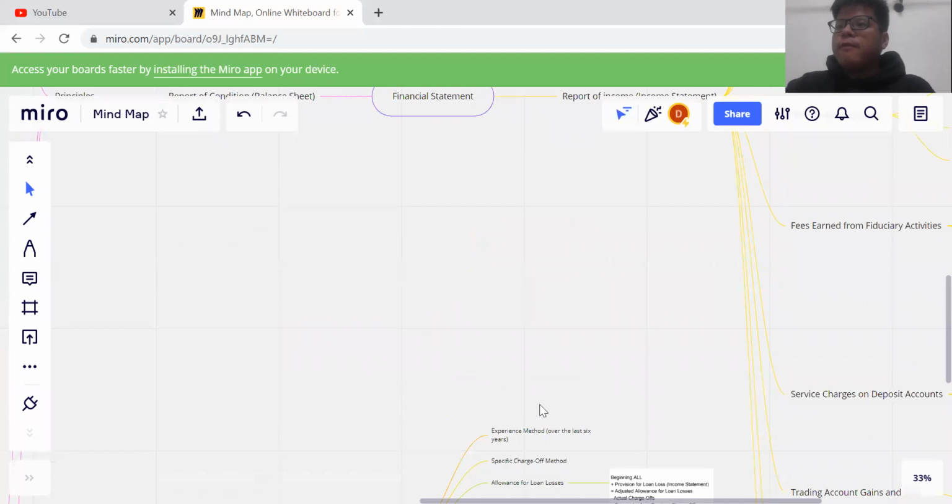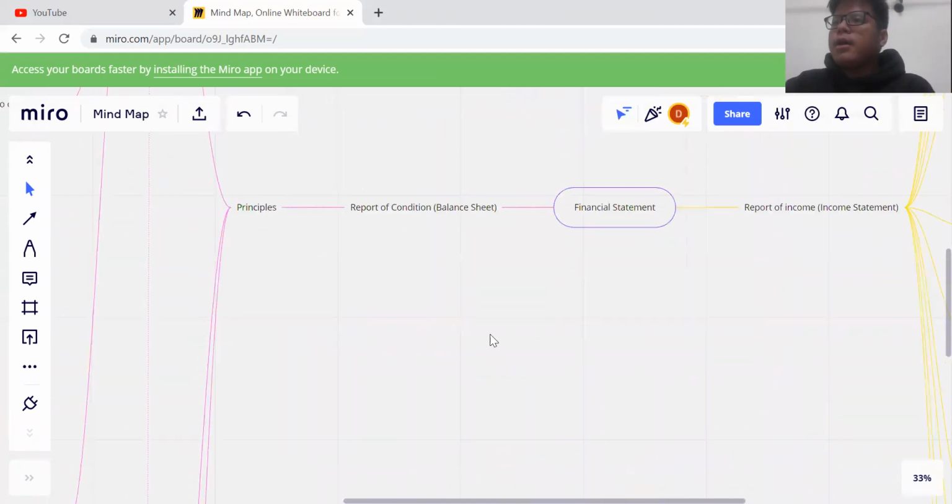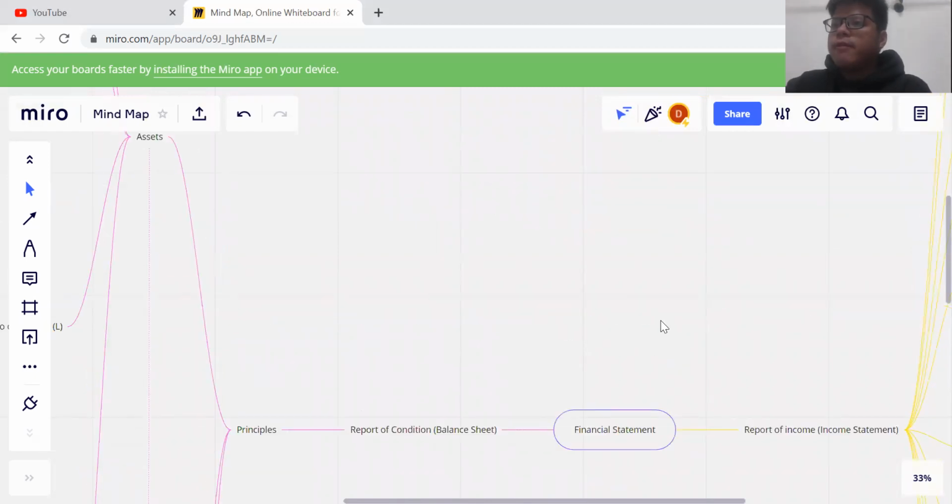And here is my summary of all of the knowledge that we need to know in this chapter 5.